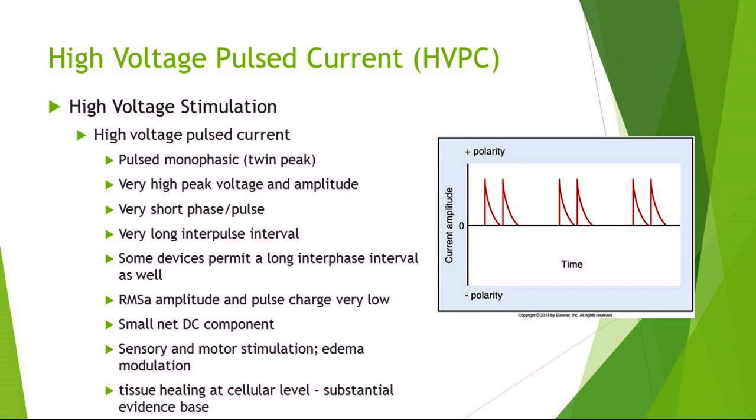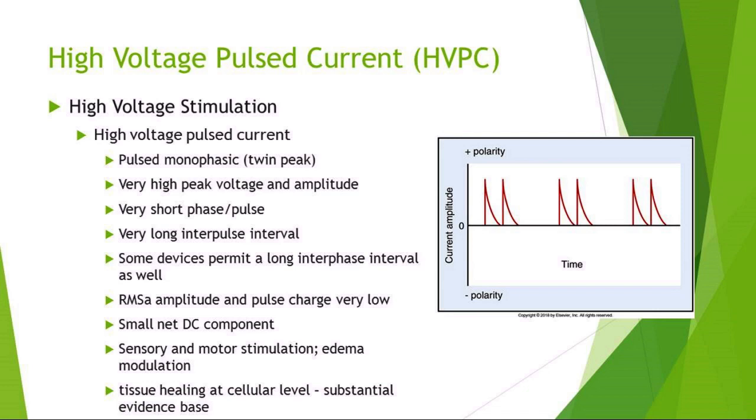So the idea is you can use high voltage stimulation for the tissue healing because we're trying to change the permeability of cells. You can use it for sensory and motor stim and for edema modulation. Sometimes they use it during a painful procedure almost to distract someone. Like if they're doing sharp debridement or something like that, use high volt to distract them from that moment of pain.